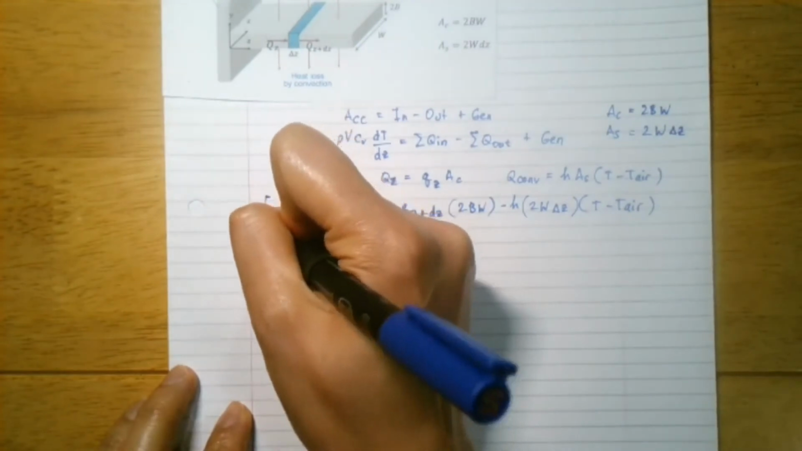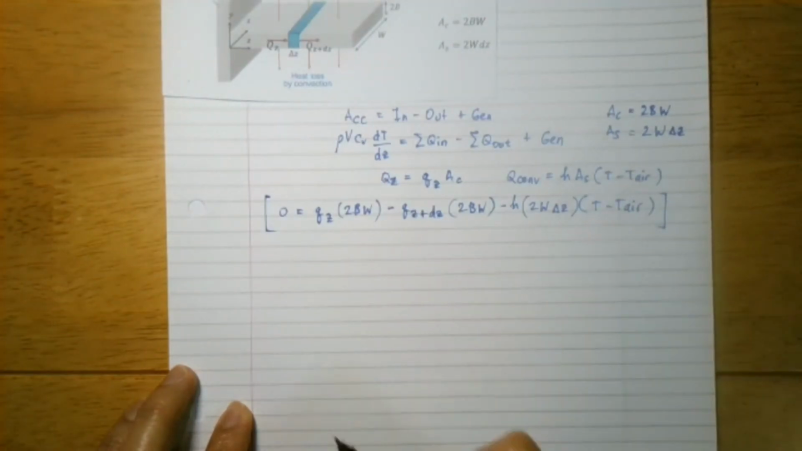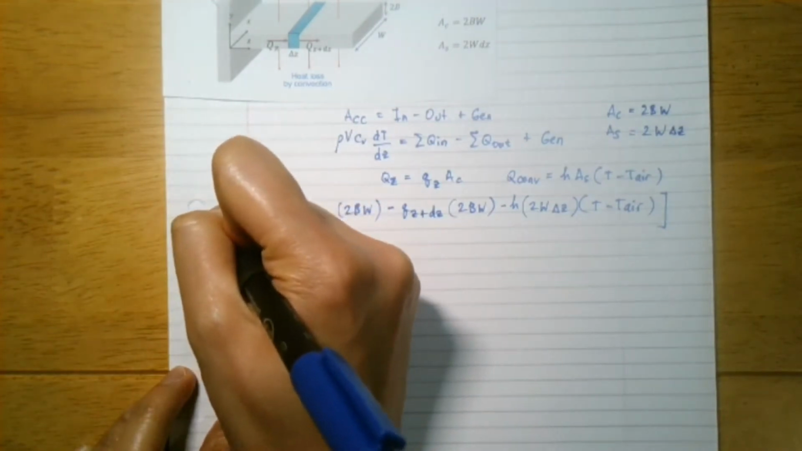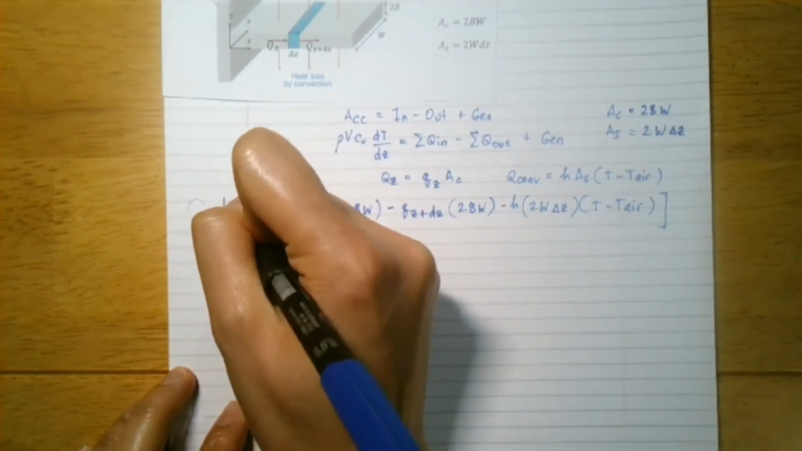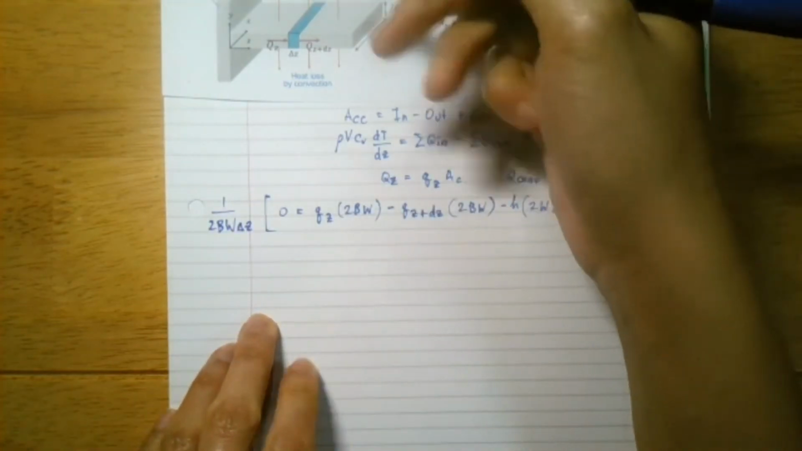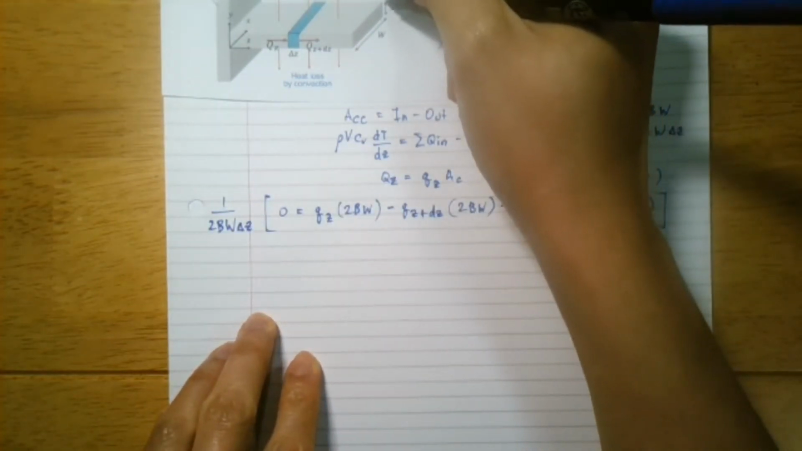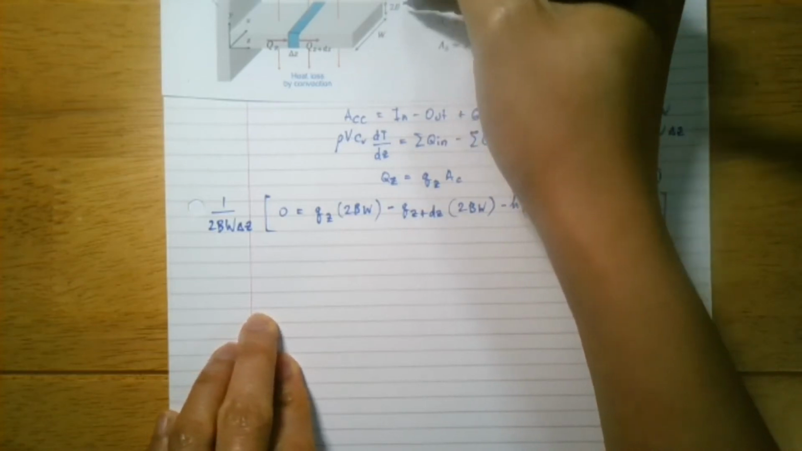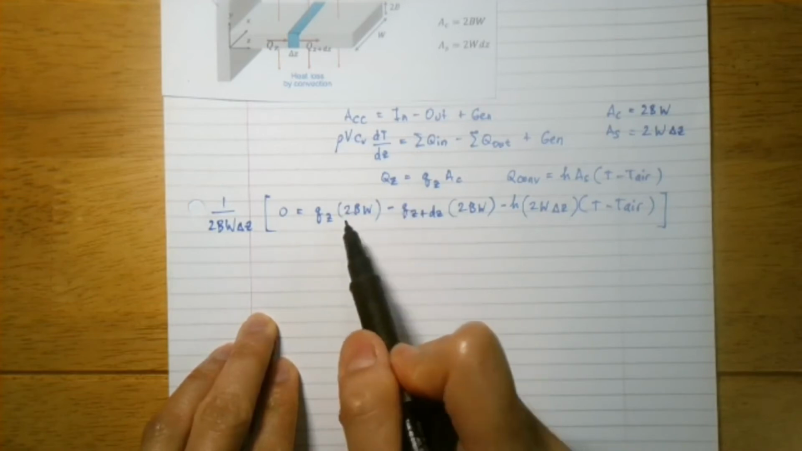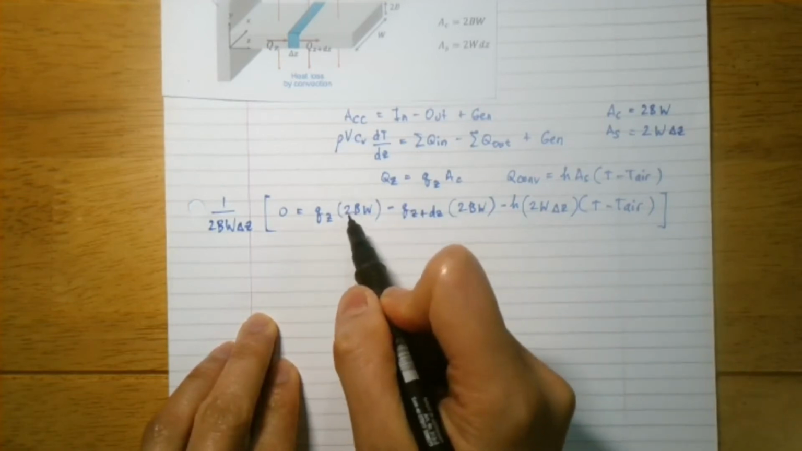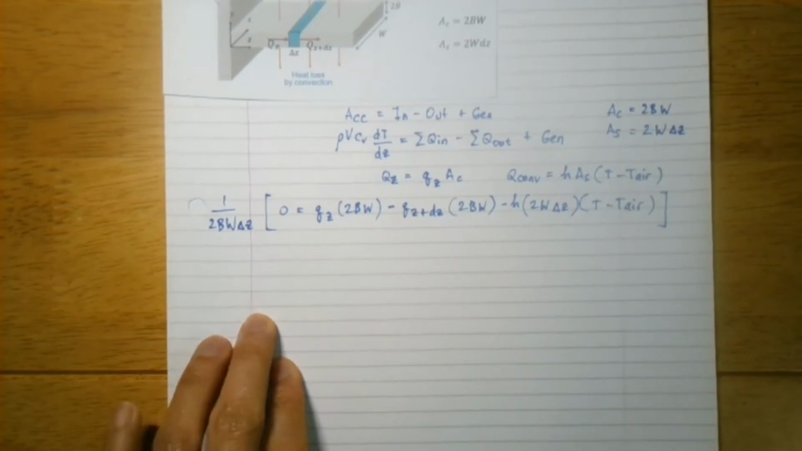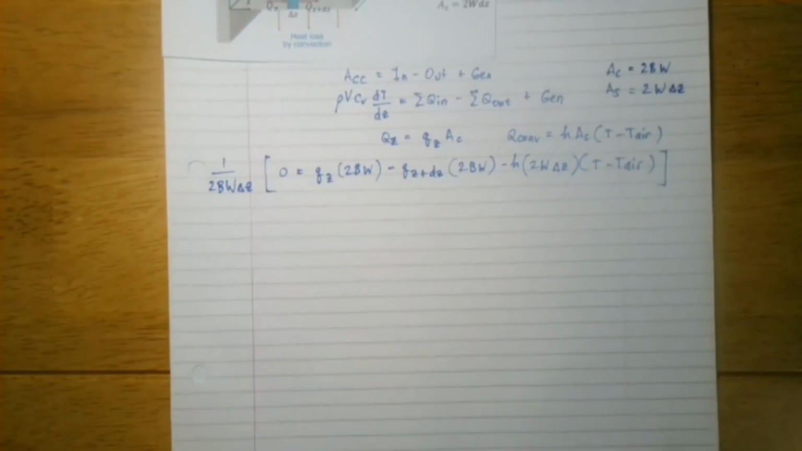Okay, so now we can divide each term by 2BW delta Z. So now you can see why we defined the height of our fin to be 2B. Okay, because we have all of these terms for the area. There is a 2 in each term. So they will cancel out. So it makes the equation simpler.